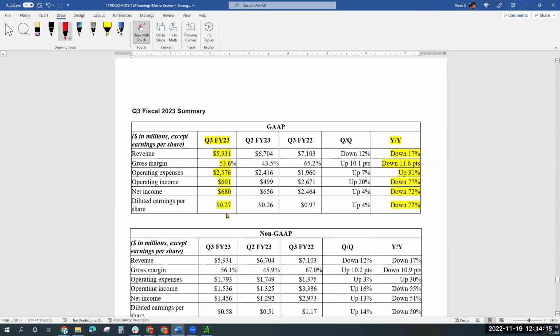Let's look at the summary, right? Revenue is down 17%. They don't talk about these things in the headline, right? The headline is data center revenue up 13%. Overall revenue is close to 5.9 billion, down 17%.